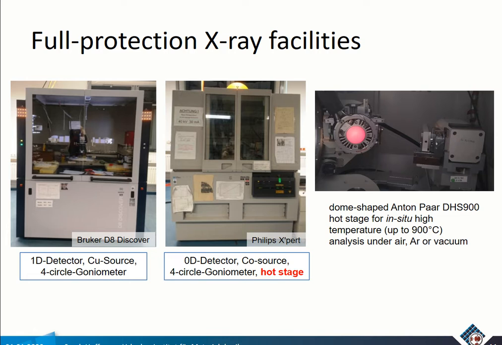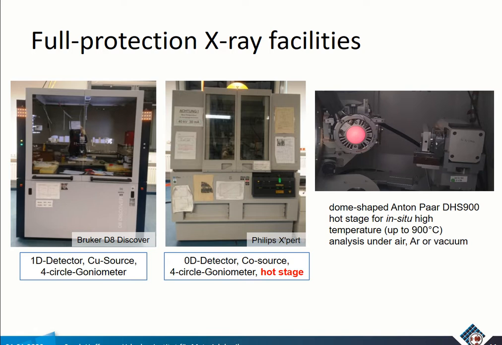We have full and basic facilities. At first we have a Bruker and a Philips machine. Here we have a copper source. Here we have a cobalt source. All are equipped with different numbers of goniometers, so here both 4.